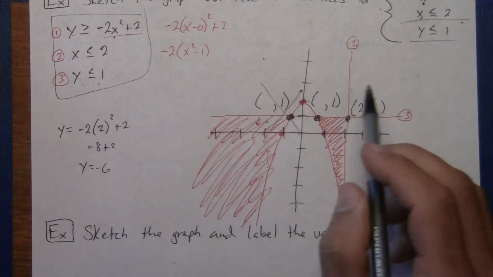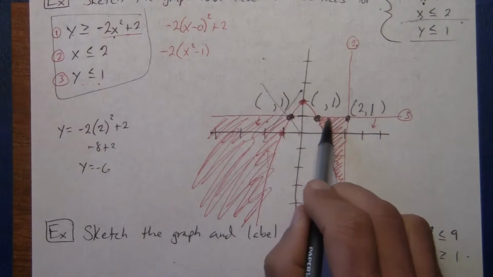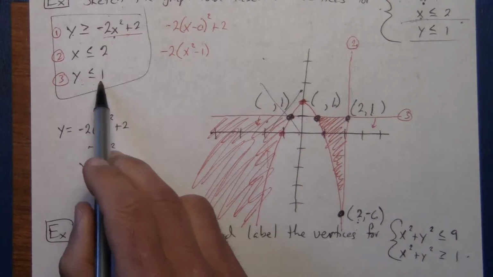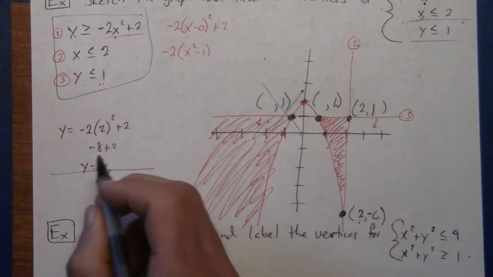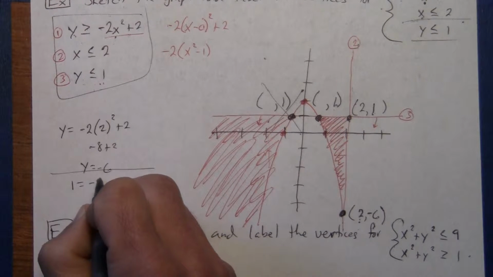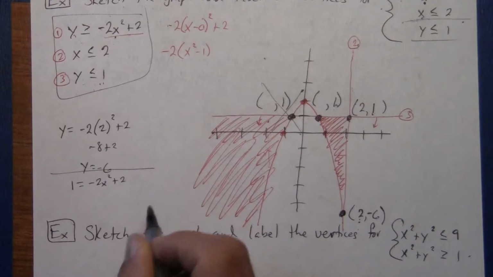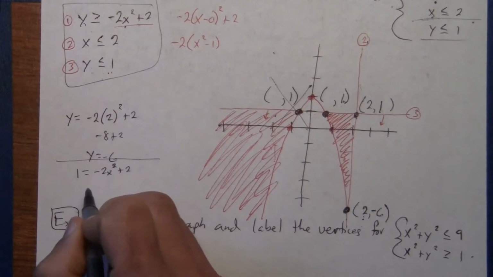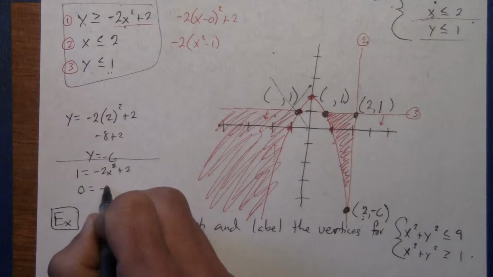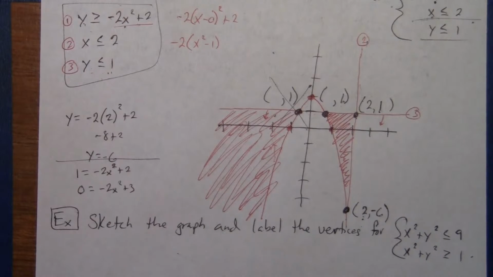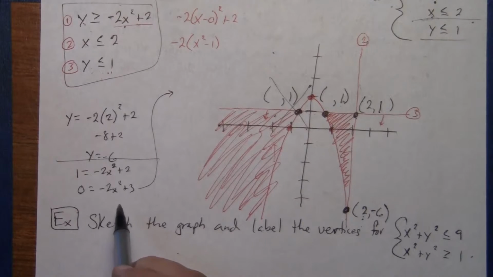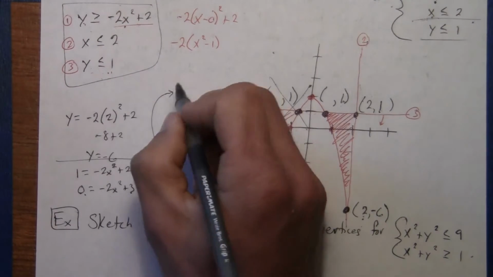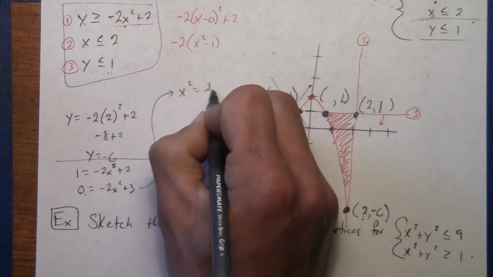I know that point is 2, 1. Now I'll come back to this one. Equation 3 said that the y value is 1. Plug that y value into equation 1 and solve for x. So 1 is equal to negative 2x squared plus 2. It's quadratic, so you're going to want to set it equal to 0 and solve. So 0 is equal to negative 2x squared plus 3. And because the b term is missing, I can just get x by itself. So I can subtract 3, divide by negative 2 to get 3 over 2.